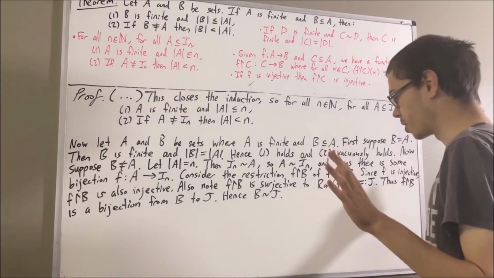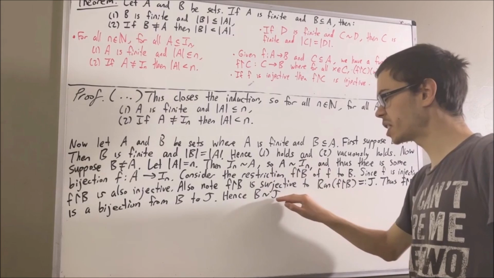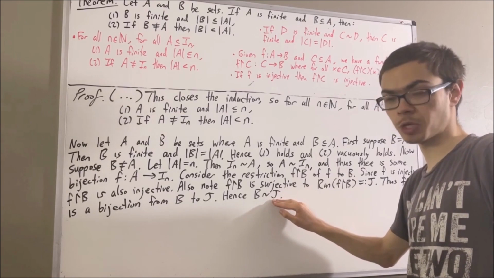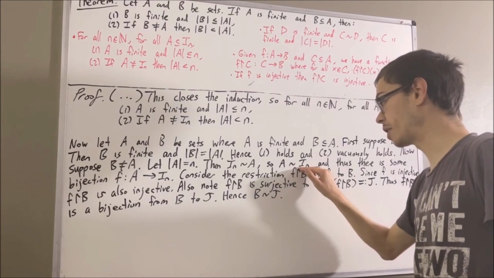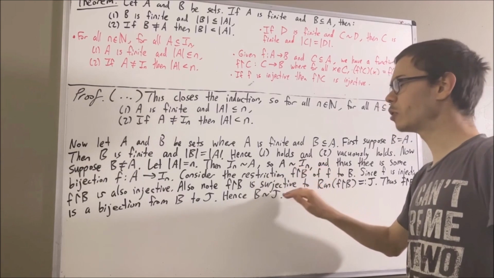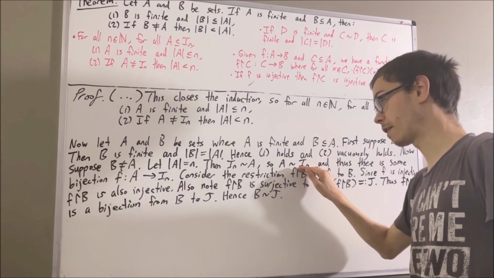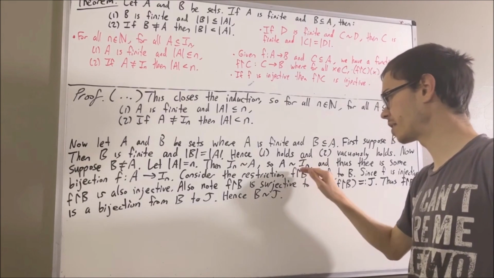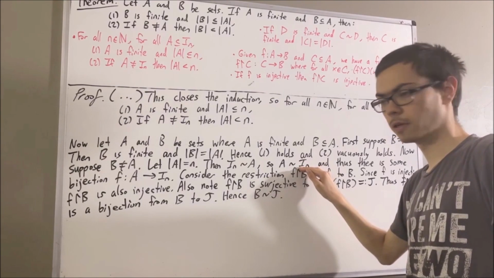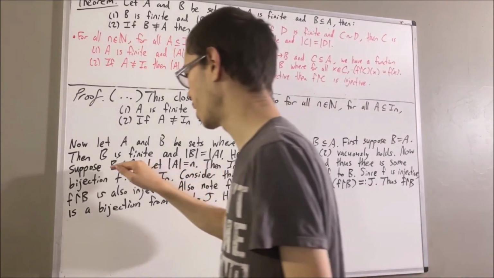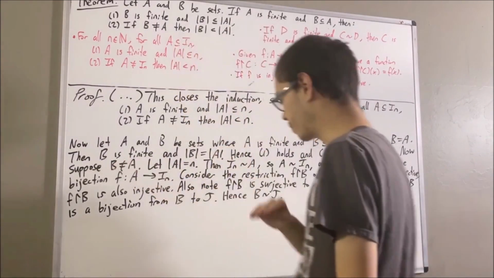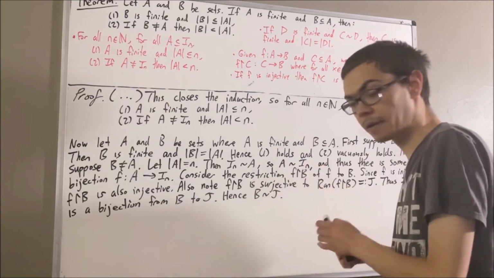Okay, so then what's the point in all of this? Well, since J is the range of the restriction of F to B, and In is the range of F, we expect the range of the restriction of F to B to be a subset of the range of F. So we expect J to be a subset of In. But because we're working under the condition that B is not equal to A, we also expect J to not be equal to In.